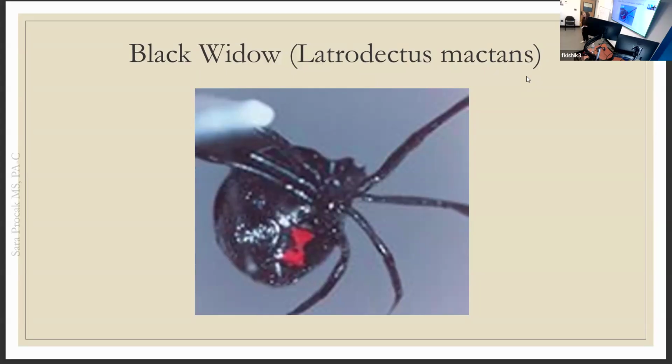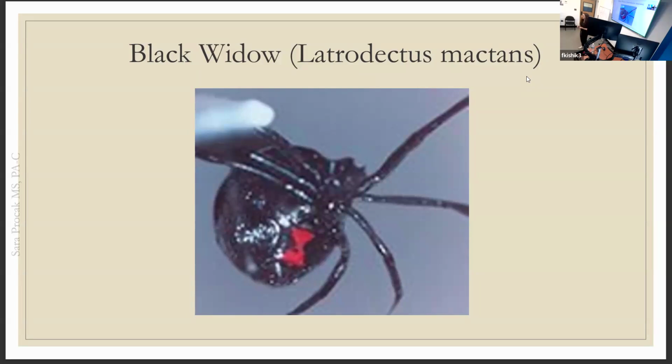Okay. Previously, before we had indoor plumbing, the common area to be bitten, because people were using outhouses, was more like the genital region, like inner thighs, buttock area. But nowadays, because we don't use outhouses so much, it's going to be more so the extremities.